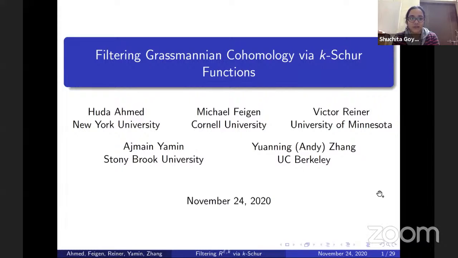Today we have Andy Zhang from the University of California, Berkeley campus, and he'll be speaking on filtering Grassmannian cohomology via k-Schur functions. Okay, thank you for the invitation. This is joint work with my collaborators about filtering Grassmannian cohomology via k-Schur functions. And in the meantime, Huda will take questions in the chat from the audience.